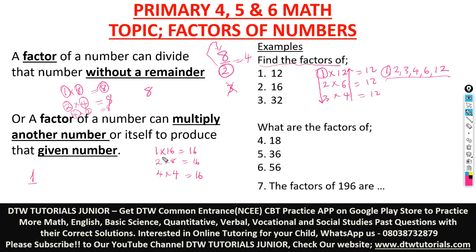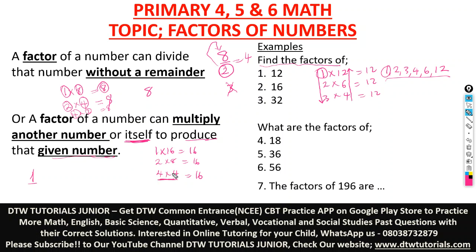Okay, so look at this closely. You have here 1 times 16. You have 2 times 8. We have 4 times 4. This confirms our definition here. It says a factor of a number can multiply another number or itself to produce that given number. Do you see that? Produce that given number.